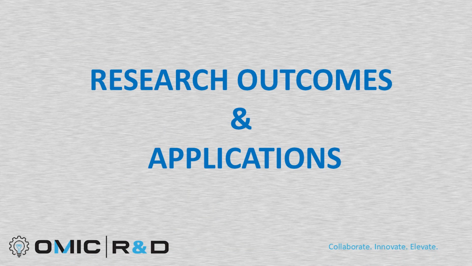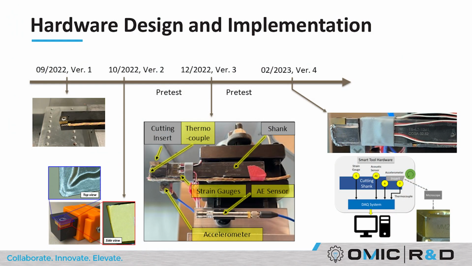Okay, and in the next section, I'm going to talk about the major outcomes of this work. Our project started in the summer of 2022 and ends in the summer of 2023. At the very initial stage, we designed the first version of the smart tool with only one sensor, the thermocouple, right underneath the cutting edge to measure the cutting temperature. In the next month, we revised this design and added a sleeve over the cutting shank to include more sensors.